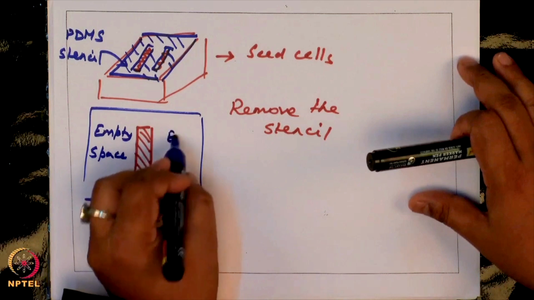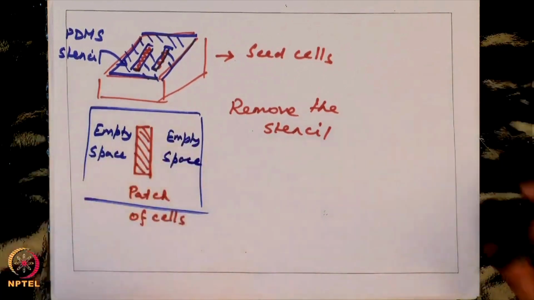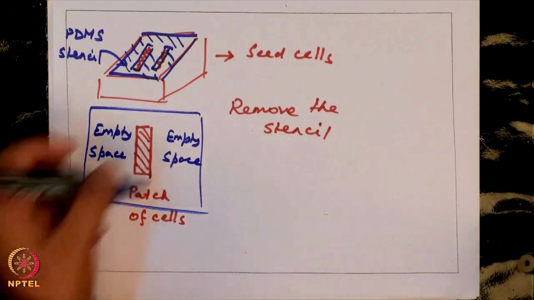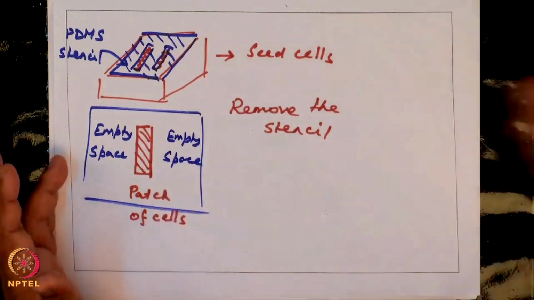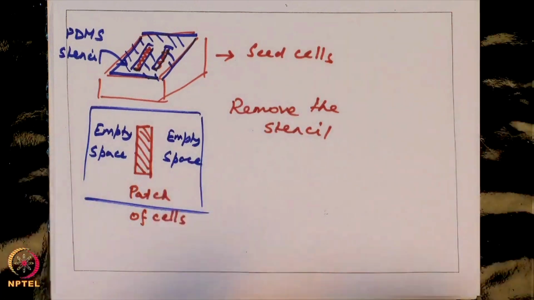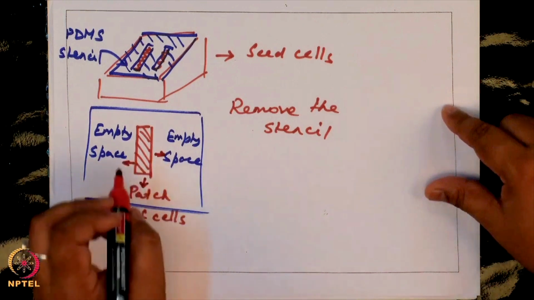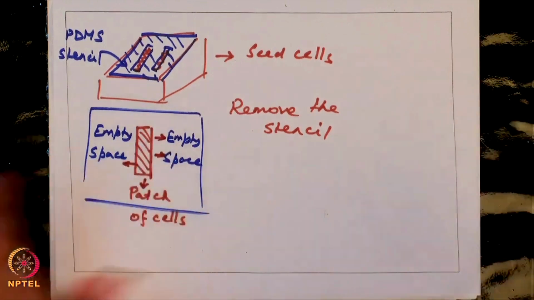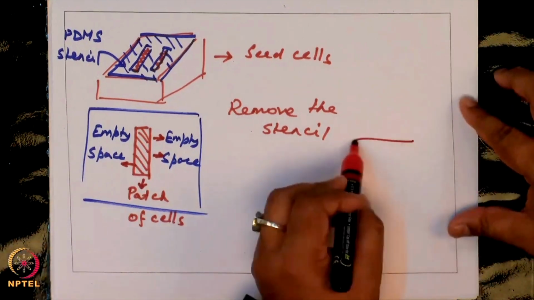Okay. On all sides of these patches. Okay. So you have these rectangular patches, and you have created empty spaces when you remove the stencil. Okay. So what will happen is the cells will then migrate in all directions. Okay. They will migrate outward.